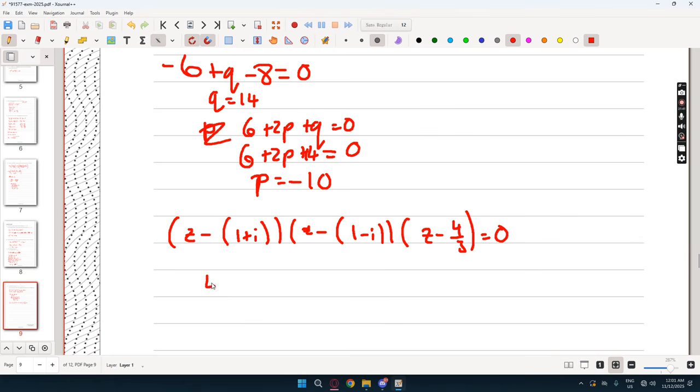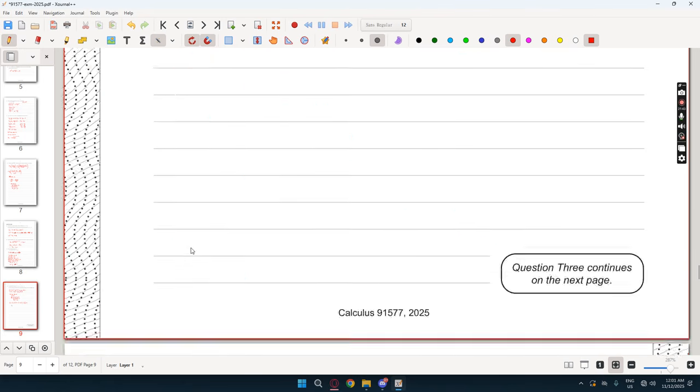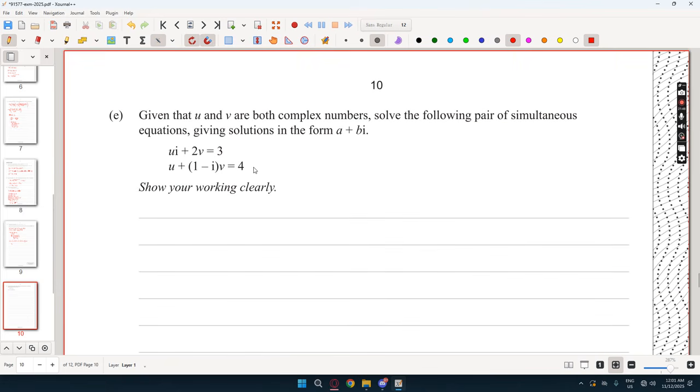So you've got 4/3 is the other solution to the equation. What the heck?